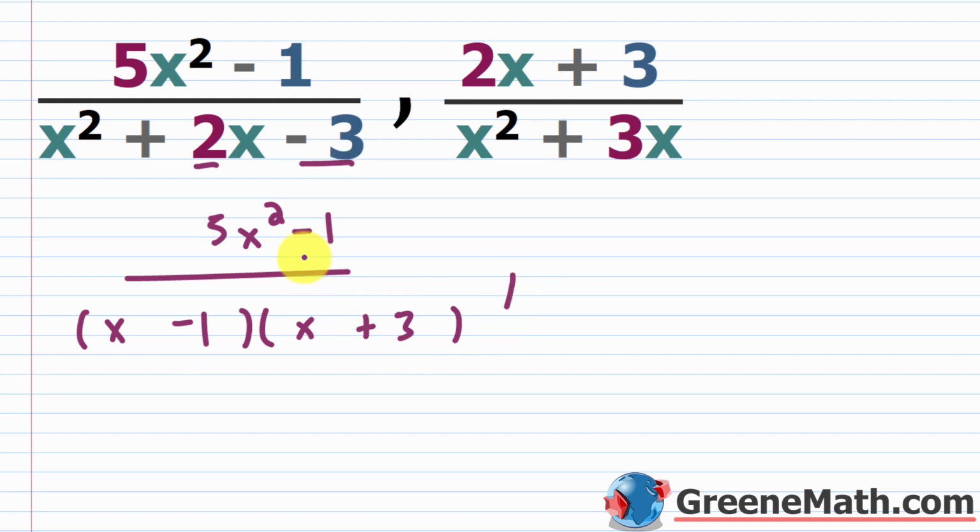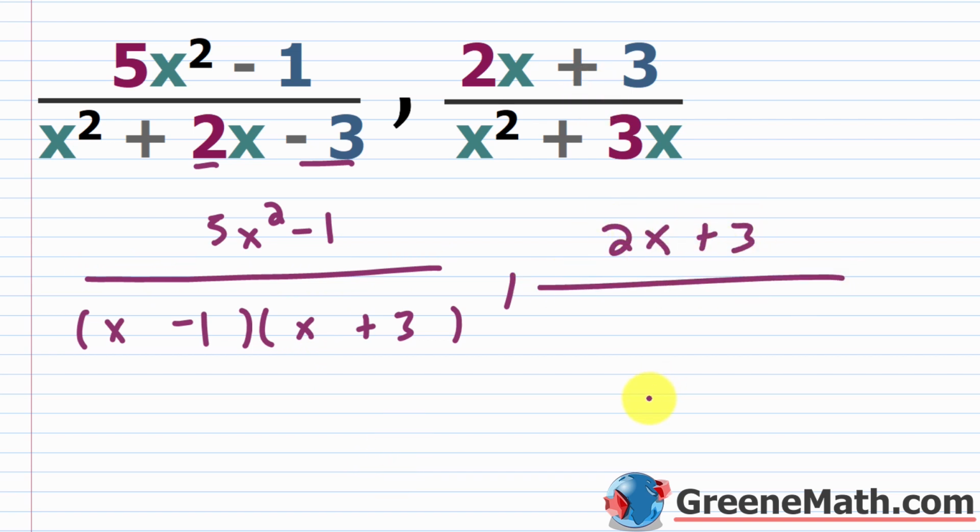Okay. Can anything cancel between numerator and denominator? No. Let me make this fraction bar a little bit bigger. Here, 2x plus 3, I can't do anything with that. Just rewrite it. And then x squared plus 3x, I can pull out an x. Inside I'd have x plus 3. Again, I'm not looking to cancel anything crossways or anything like that. We're not multiplying. Just look to see if you can cancel anything.